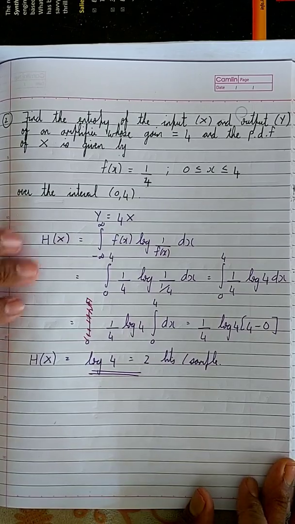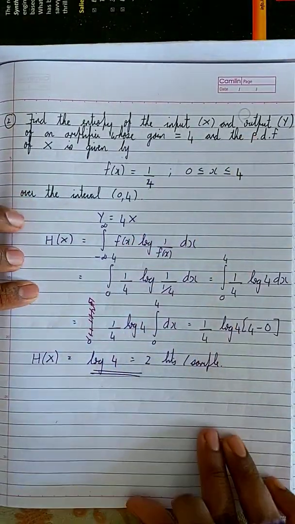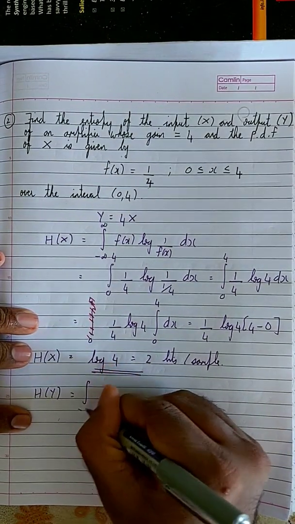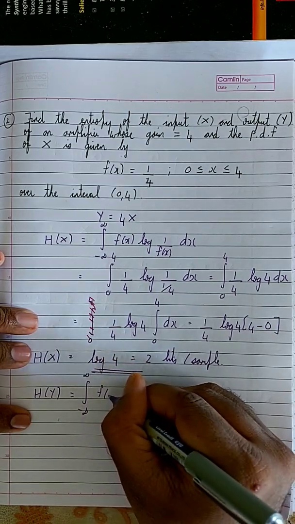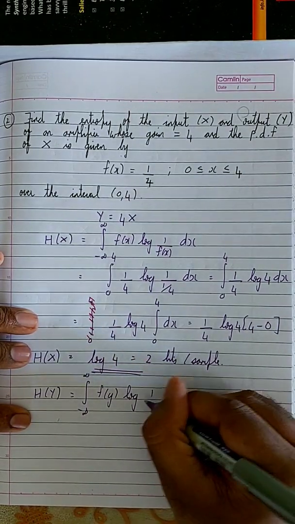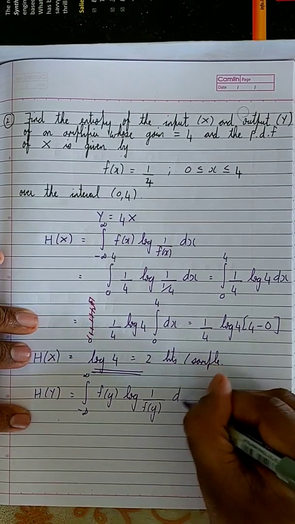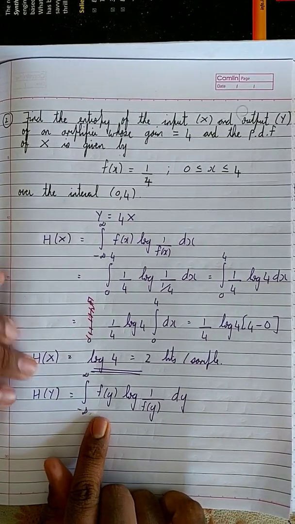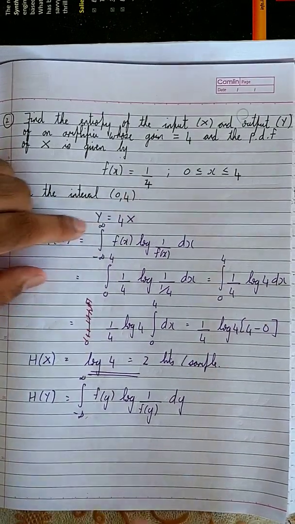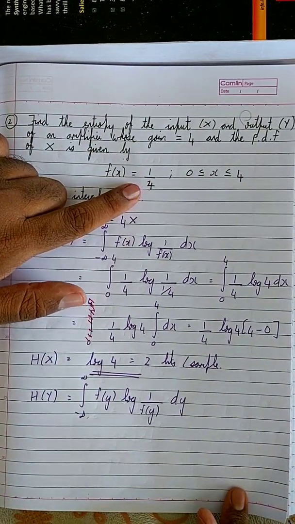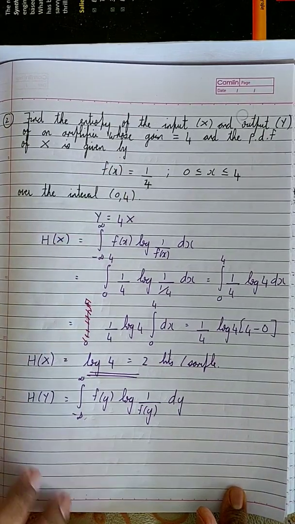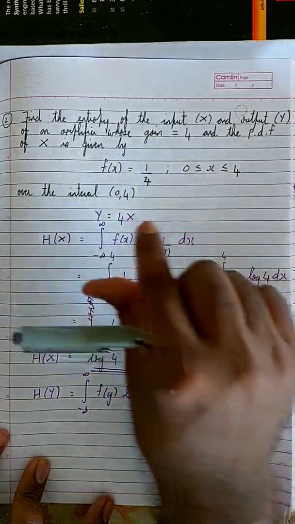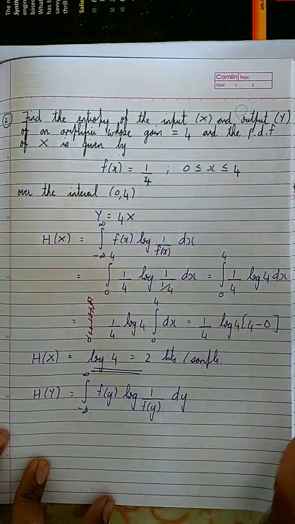Now I'm going to find the entropy of the output. What is the equation for the output? The entropy is H of y equal to the integral from minus infinity to plus infinity of f of y log of 1 by f of y dy. But here the problem is we don't have the probability density function of the output. We have it for the input, but not for the output. So I need to find that equation. We know this is a linear relationship, which means basically the probability between the input and the output is the same, right?